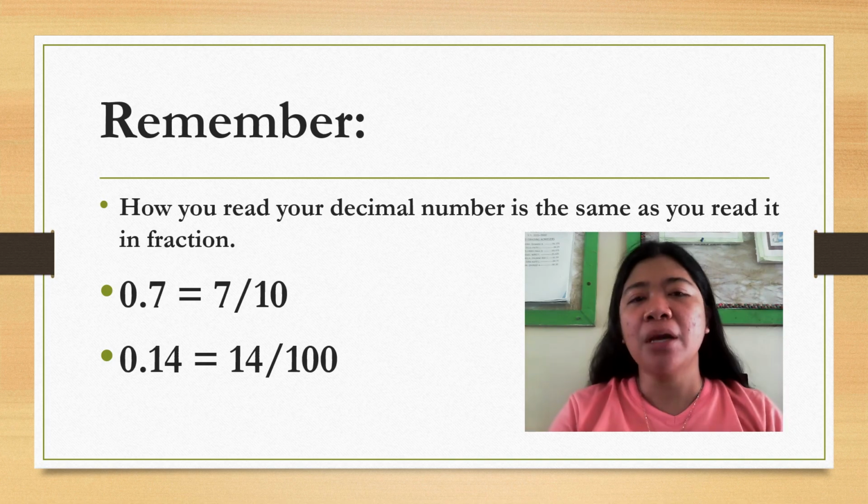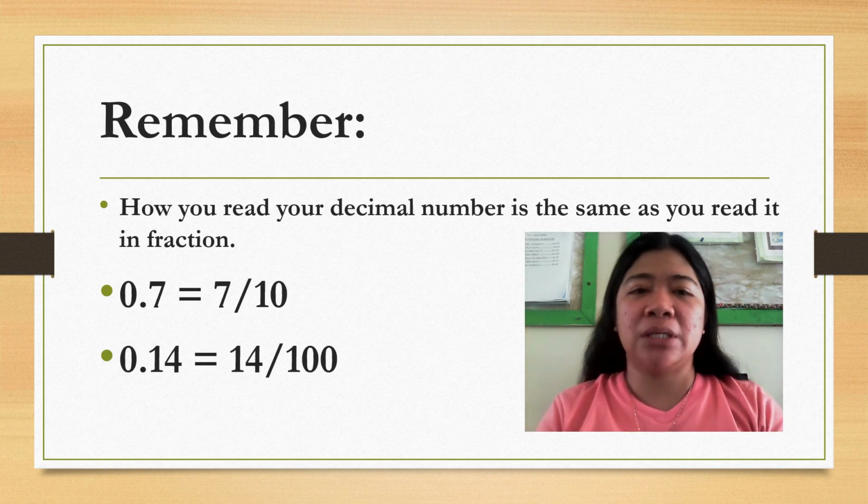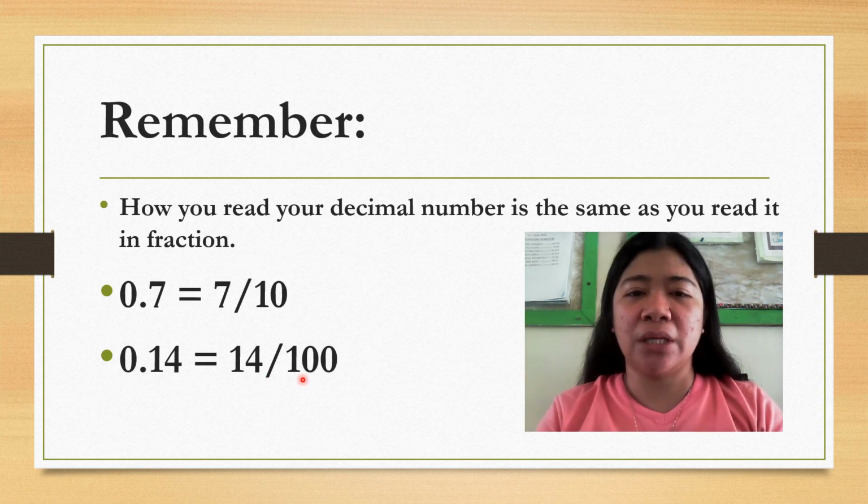Okay, so remember, how you read your decimal number is the same as you read it in fractions. So this one is 7 tenths. This is also 7 tenths. This one is 14 hundredths. This is also 14 hundredths.